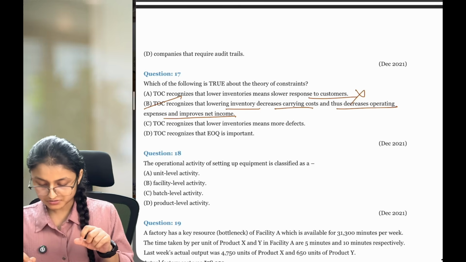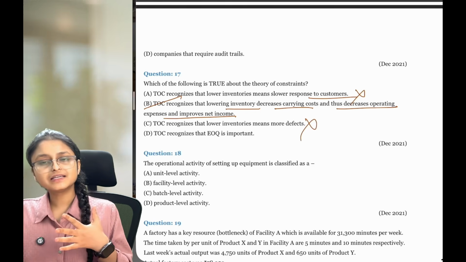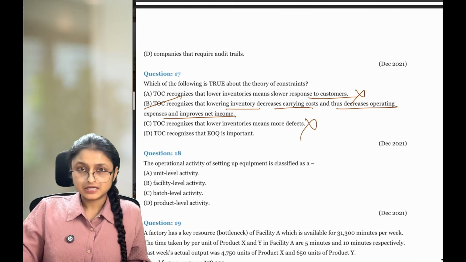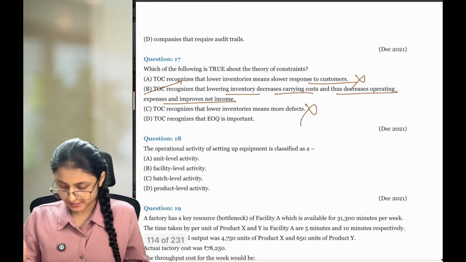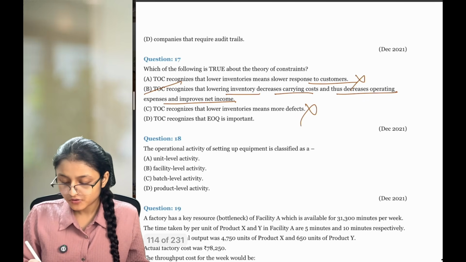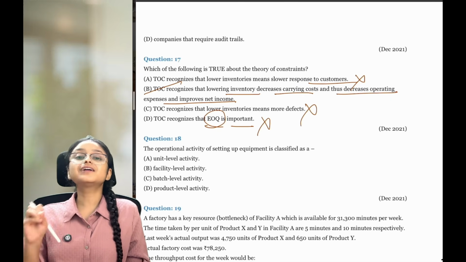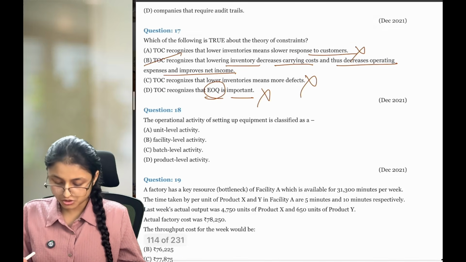Theory of constraint recognizes that lower inventory means more defects. Answer is no. Lower inventory actually is a good thing for us. It does not mean more defects. It is a better situation. It actually leads to less obsolescence for the organization. Theory of constraint recognizes the EOQ is important. Answer is no. EOQ is used in the traditional systems. In throughput accounting, we don't use EOQ as such.